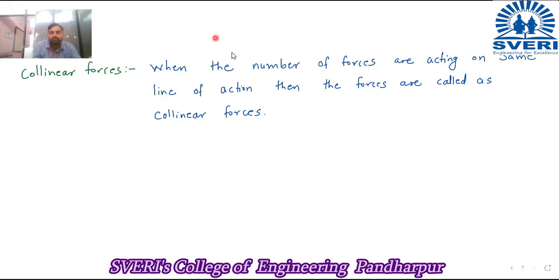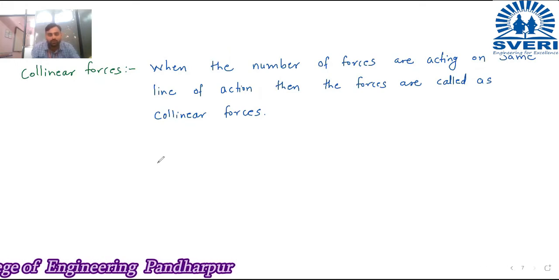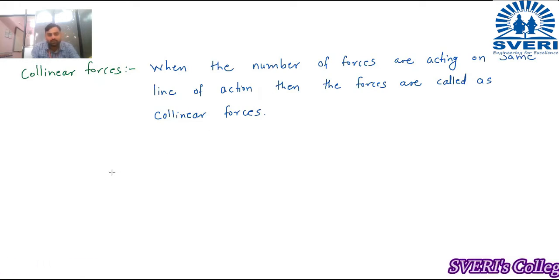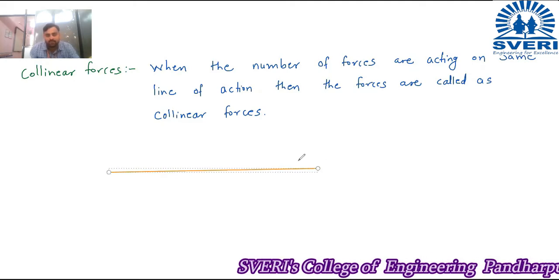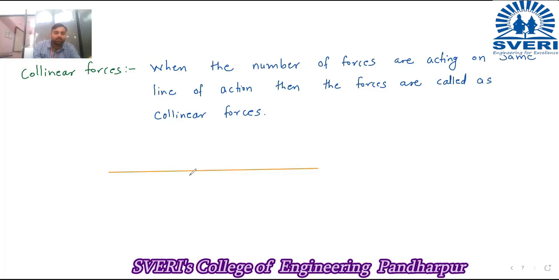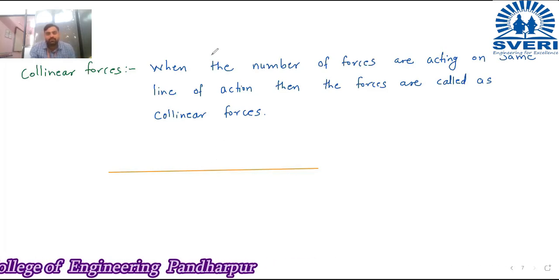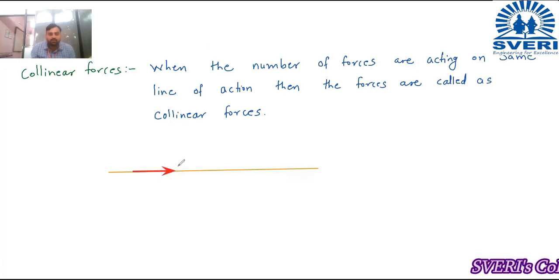First, I will draw the line of action. Now suppose this is the line of action. I won't give the name right now. After the diagram, I will give the name. So now on this line, suppose here the force F1 is acting at this point. So this is the force F1 which is acting at this point.